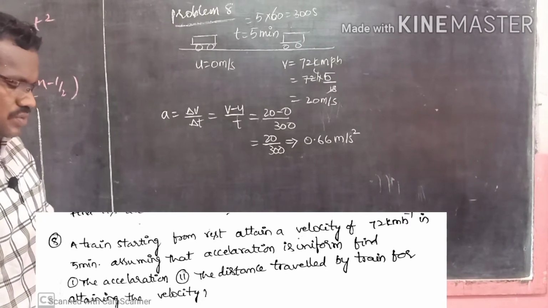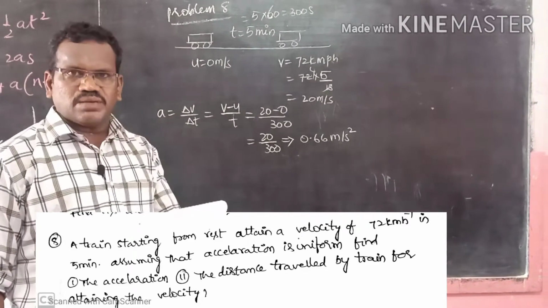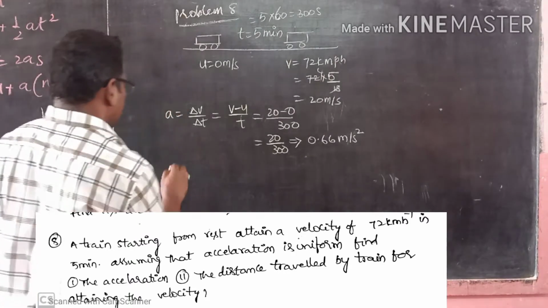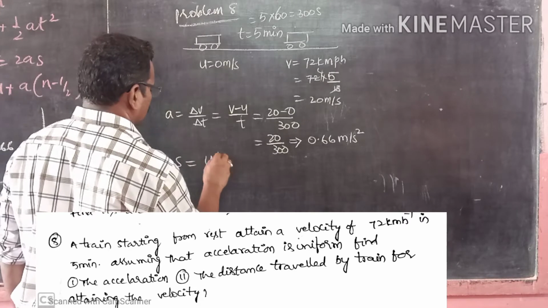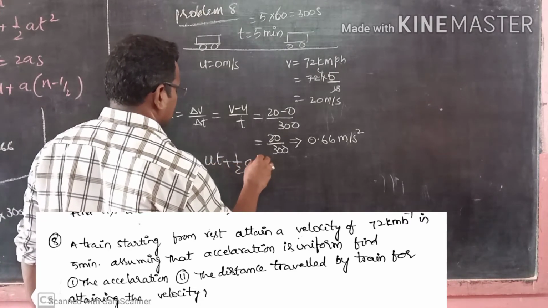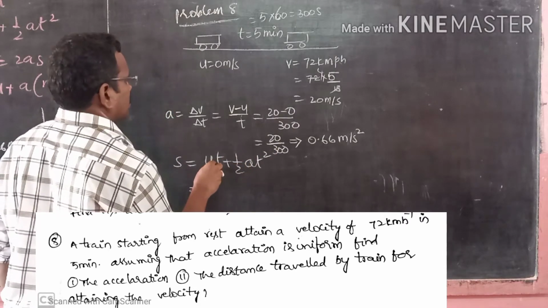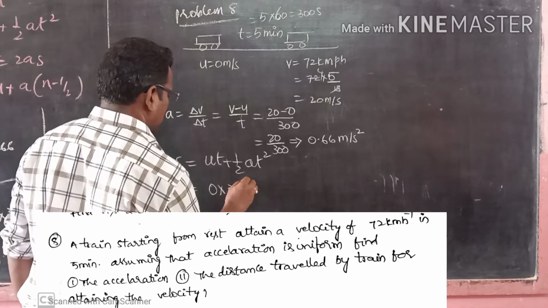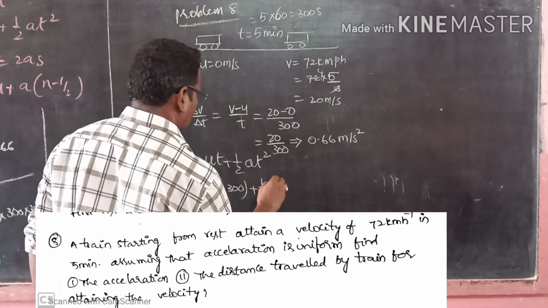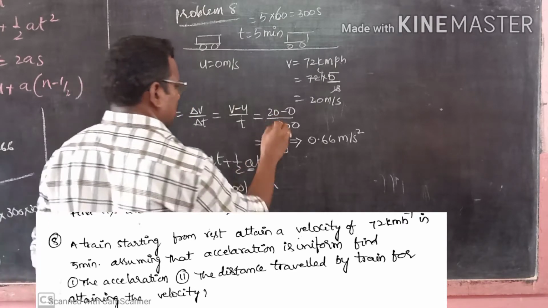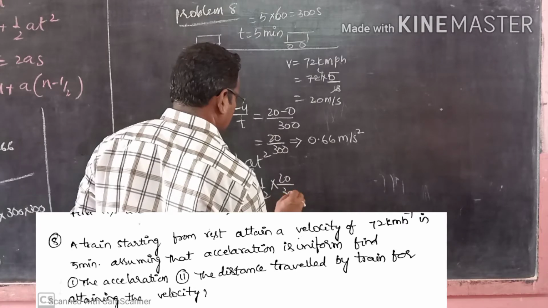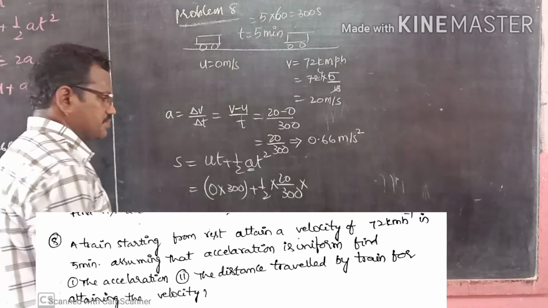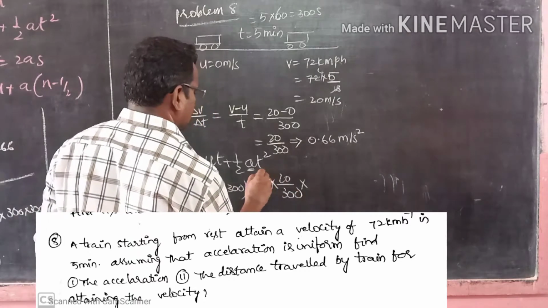Now, in the same problem, what is the distance travelled by the car? Distance travelled, s is equal to ut plus half at square is the formula. What is the value of u? 0. What is the value of t? 300. Plus half into, instead of a we can write 20 by 300, or otherwise 0.66 also we can write. Now t square, next one is t.